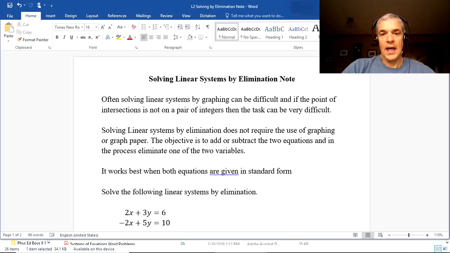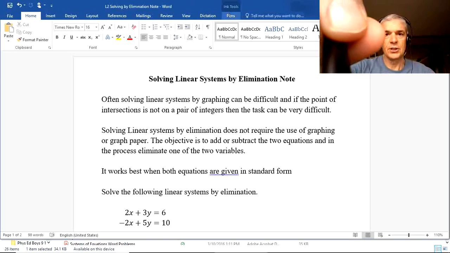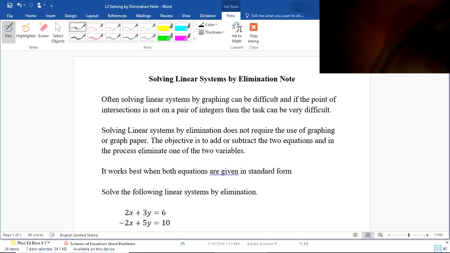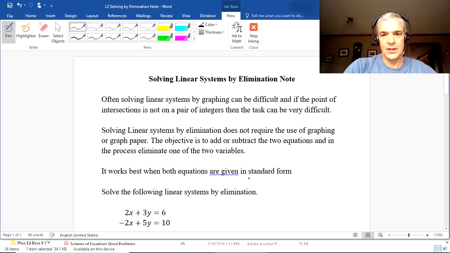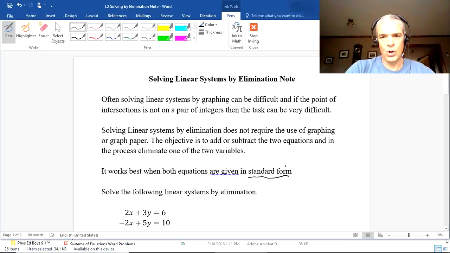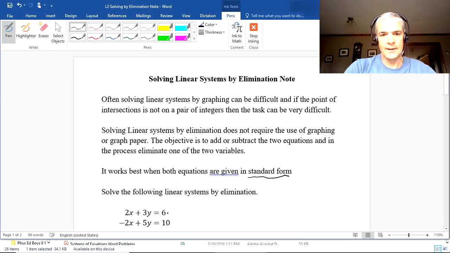Now, it works really well when both equations are given in standard form. All the questions that you get that work for elimination, I give in standard form. Remember, standard form is where you have the x term, the y term, and then it equals a constant. It doesn't come in slope intercept form. This method works really well if both equations are given this way, because we don't really have to manipulate or change the equations in any way.